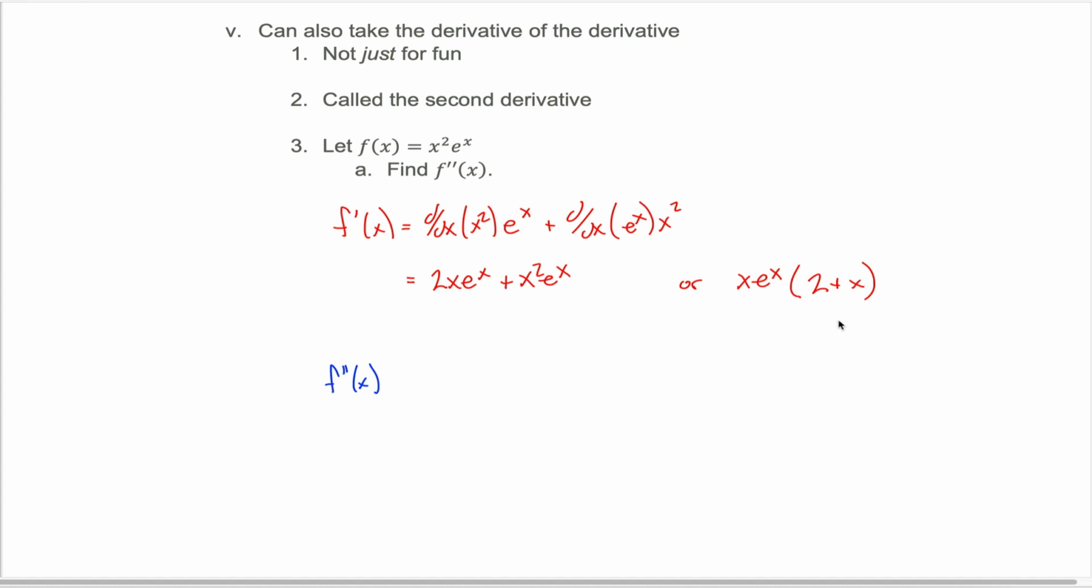What about over here? Well, if you're taking the derivative of what you have over here, you might recognize that you have a product of three things. x times e to the x times 2 plus x. So maybe you'd use your super product rule over here. You don't have to. I mean, you could think about it as a product rule problem, this stuff times this stuff.